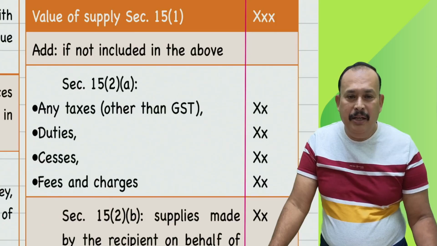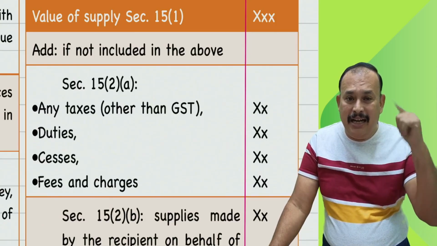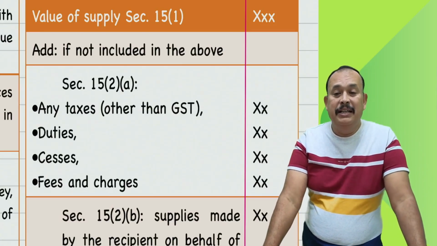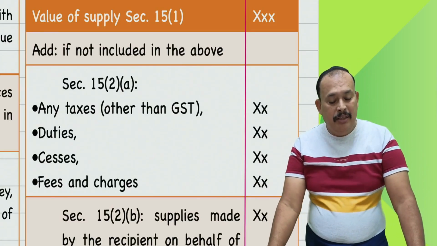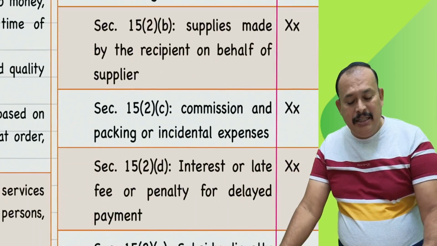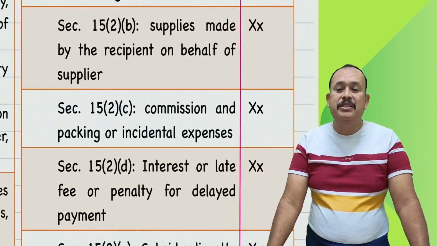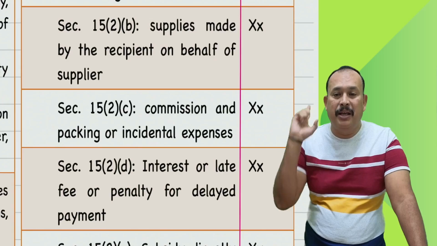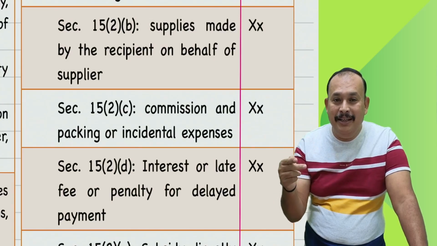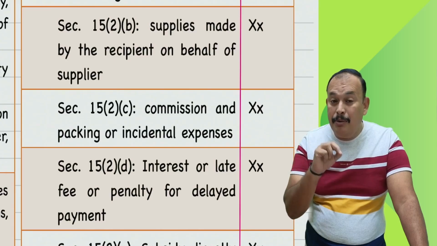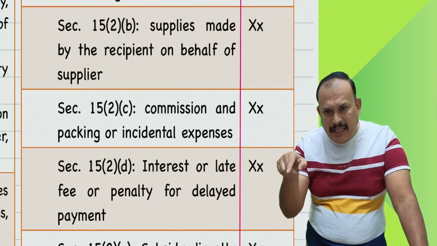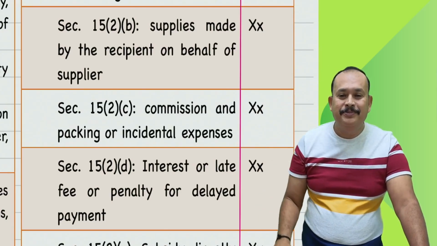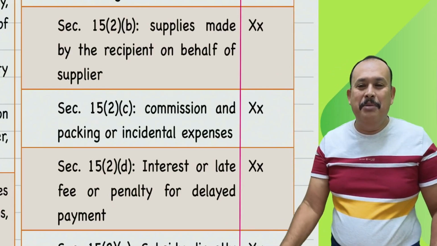Value of supply: add the following, namely all taxes and duties, if not already added, except GST taxes. Thereafter, I am bringing to notice a simplified one, section 15 subsection 2 clause B, which says supplies made by the recipient on behalf of the supplier. Such a supply, if not included in the value of supply in the hands of the supplier, you have to add now. How to understand? Very, very simple. Damn easy it is.